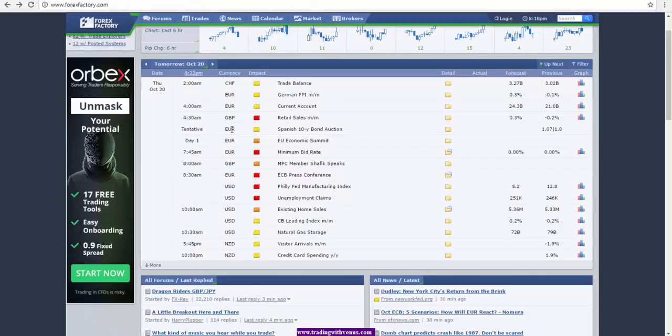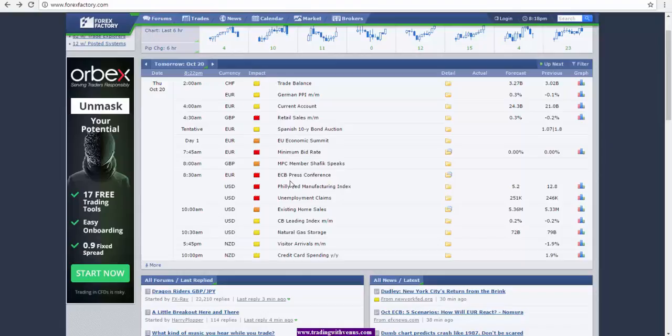Let's start off by taking a look at the economic calendar here. We start off the London session here with retail sales for the British pound, and then a big day for euro. We have the interest rate at 7:45 a.m. and then we have the ECB press conference at 8:30 a.m. Eastern. So this will be very, very important.